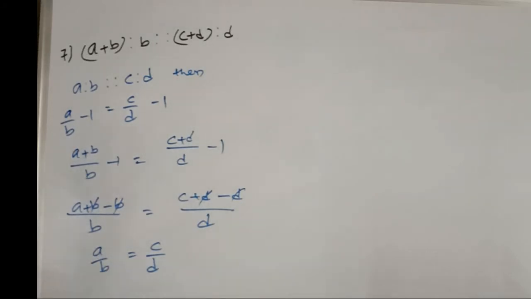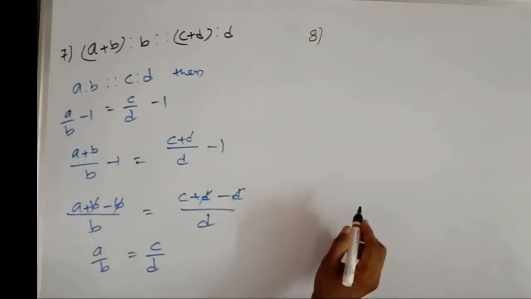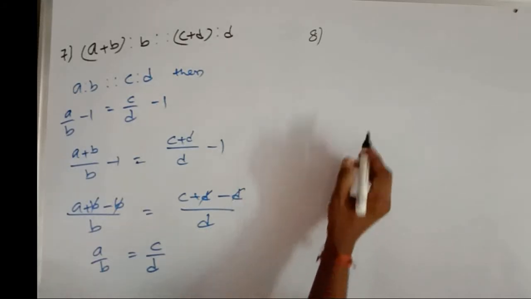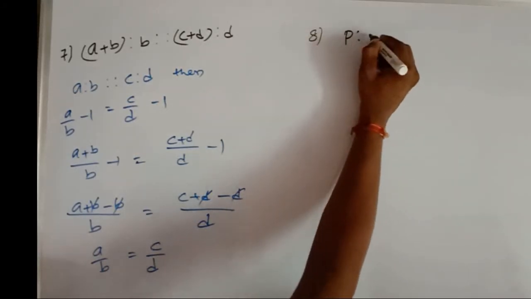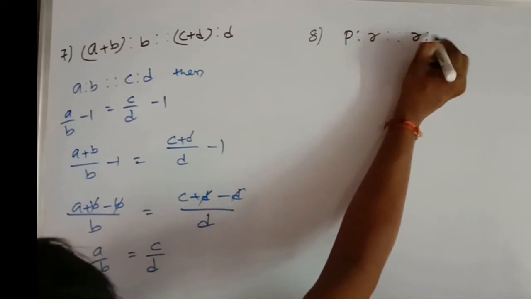So this is the answer. And the next, 8th question, find the compound ratio of p is to r proportion to r is to q.